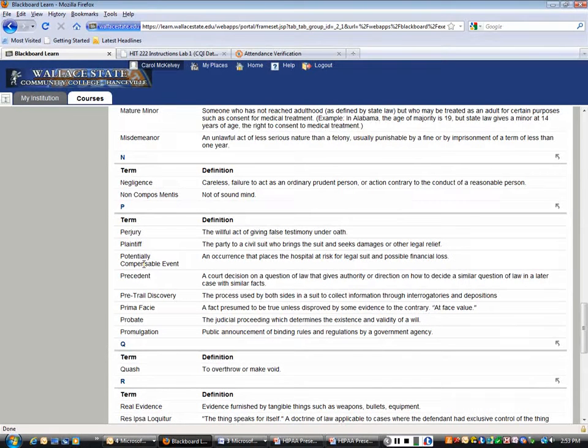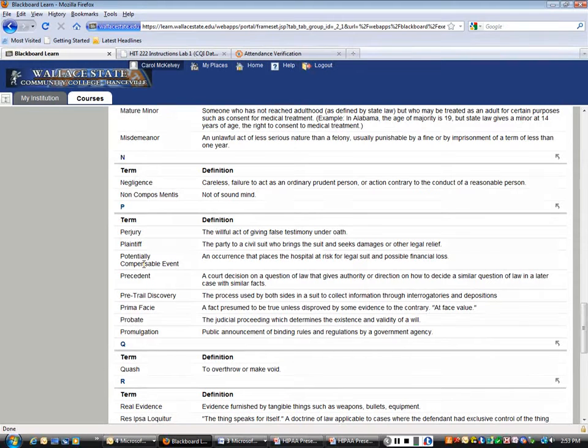Discovery is always pretrial, so sometimes you see it written as pretrial discovery, the process used by both sides in a suit to collect information. It can be through interrogatories or depositions to just gather information to prepare for a trial.